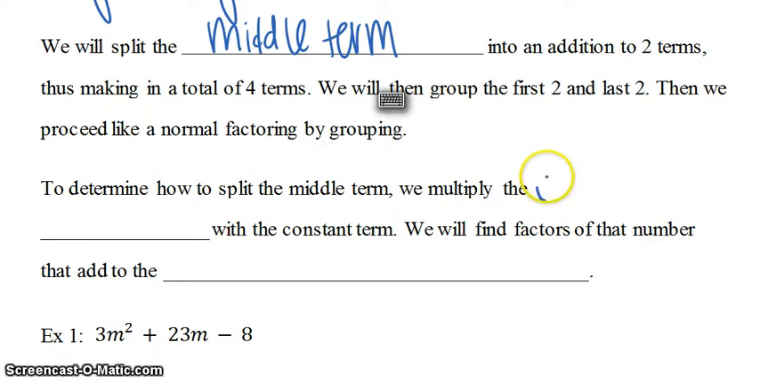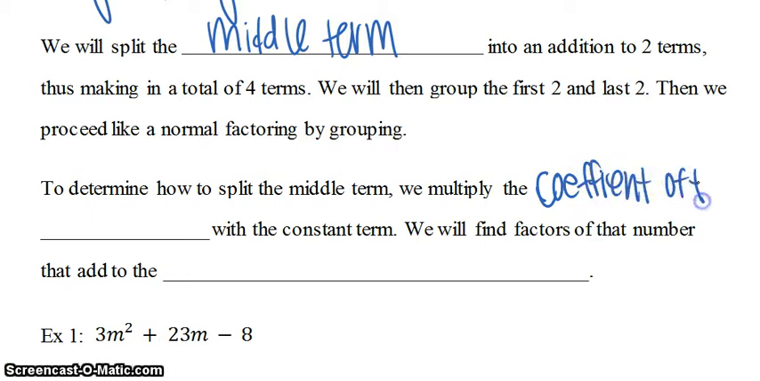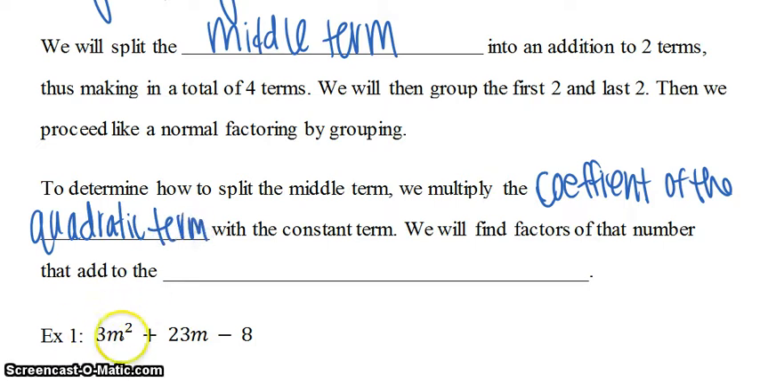of the quadratic term. That should be an a. Okay, we talked about what the quadratic term is. If you see this example right here, that 3m squared is the quadratic term, so the coefficient of it would be 3. And we're going to multiply that with the constant term, which we know is -8. So we do 3 times -8. We will find factors of that number, and they also have to add to the middle term, or the middle coefficient, more specifically.